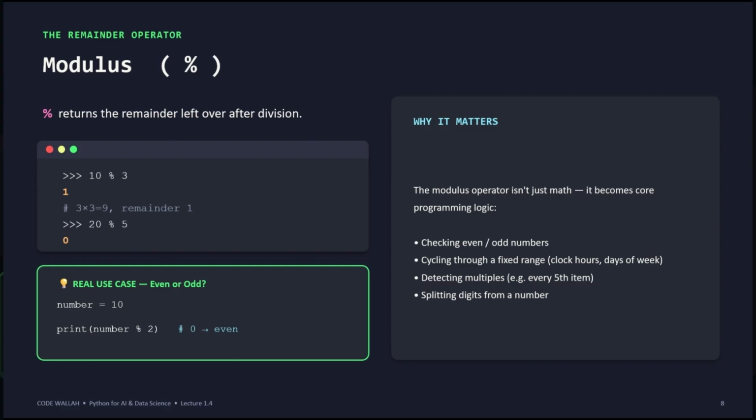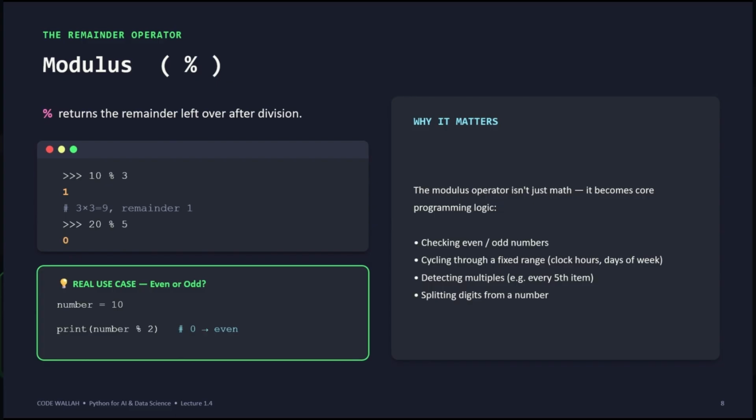Another example, print(20 % 5). Because 20 divides perfectly by 5, the remainder is 0. This operator is extremely useful. For example, how do we check whether a number is even? We can write number = 10, print(number % 2). Output 0. If the remainder after dividing by 2 is 0, the number is even. So percent is not just a mathematical operator. It becomes extremely useful in programming logic.